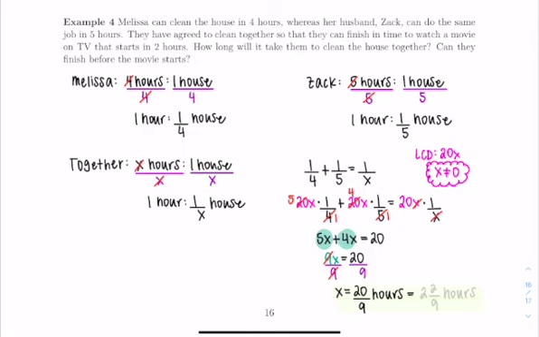We can write this with a mixed number. 9 goes into 20 two times, and we have 2 left over. So this is really 2 2/9 hours. And so will they be able to make the movie in the 2 hours before it starts? Since 2 2/9 is bigger than 2, they will not make the movie.